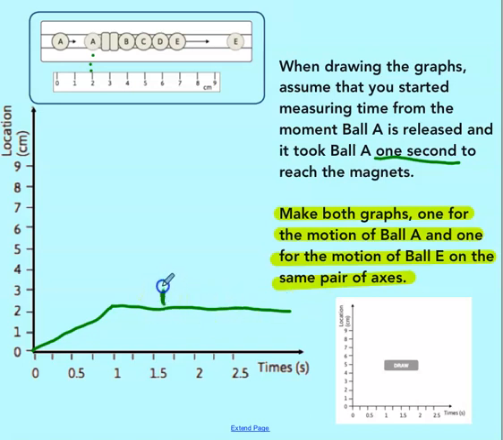I want to label this ball A. And if you just want to put A, you can do that. So this is ball A. So now we have to create a second graph. So what I'd like you to do is pause the video, and create another graph, but this time for ball E. So go ahead, pause the video and see how you do.